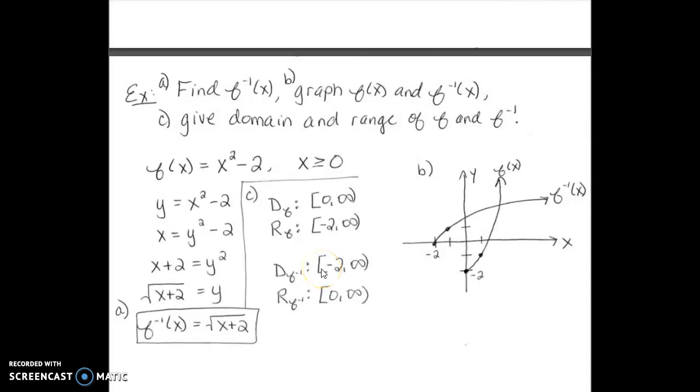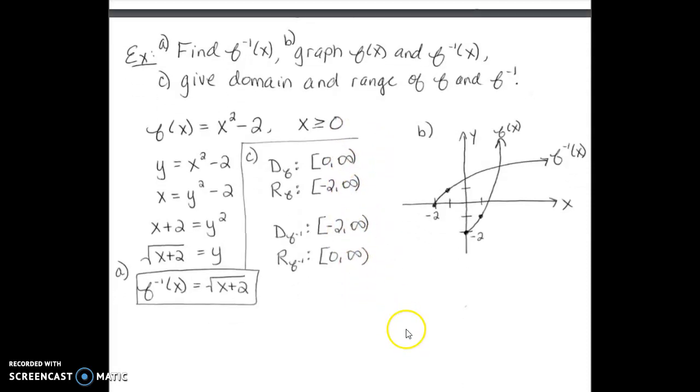For f inverse, the domain, that was this graph, started at -2 and went forward, so -2 to infinity. Notice that's also the range right here. And then the range of f inverse, the y value here is 0 and it goes up, so 0 to infinity, which happened to be the domain of f. Notice domain becomes the range, and the range here becomes the domain.